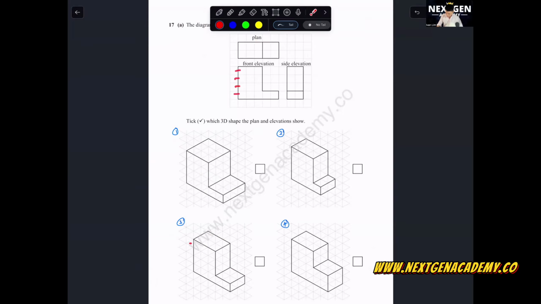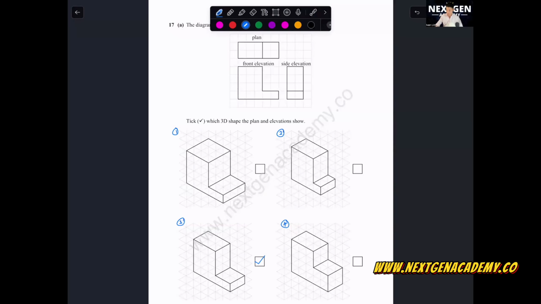Front: 1, 2, 3, 4. 1, 2, 3, 4. And 1, 2, 3, 4, 5. 1, 2, 3, 4, 5. Then side. Okay, here you got 1, then 1, 2, 3. Okay, yeah. So this one is this one.